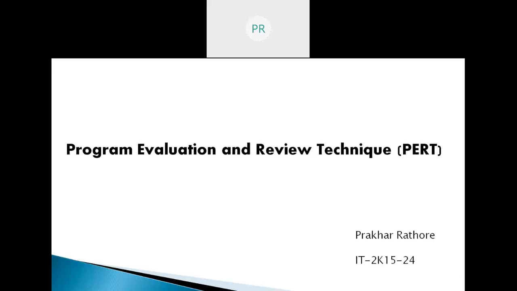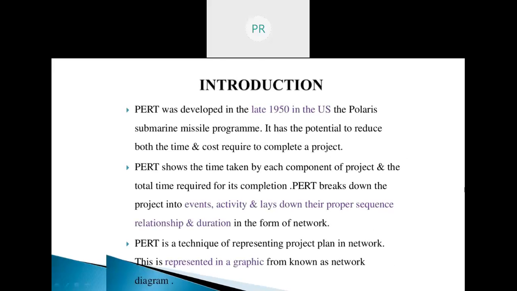But today, we are going to learn about program evaluation and review technique, that is PERT. Starting with the introduction of PERT. PERT was developed in the late 1950s in the US for the Polaris submarine missile program. It has the potential to reduce both the time and cost required to complete a project. Second, PERT shows the time taken by each component of the project and the total time required for its completion.